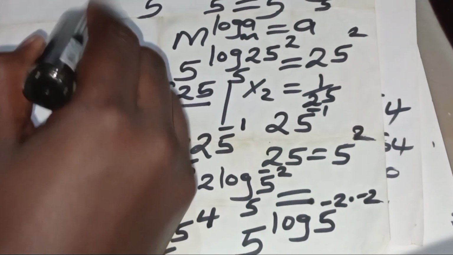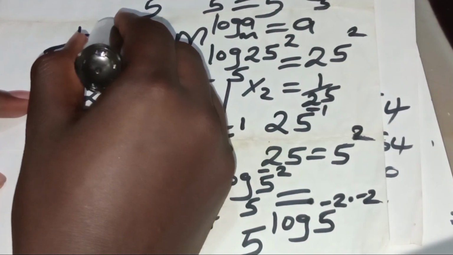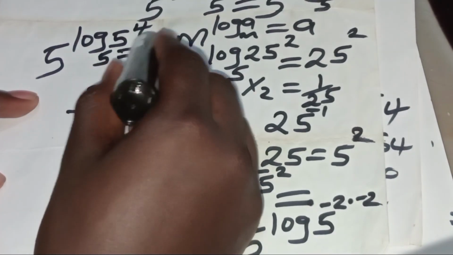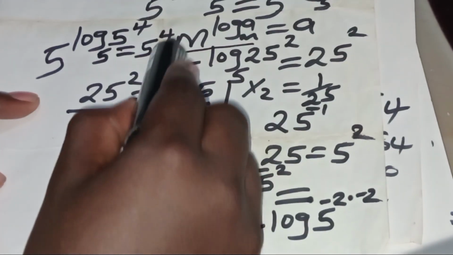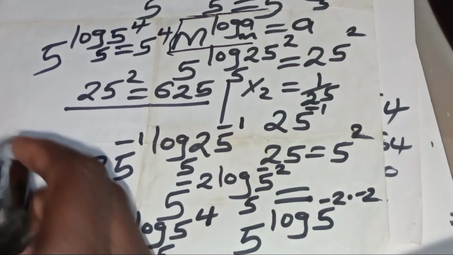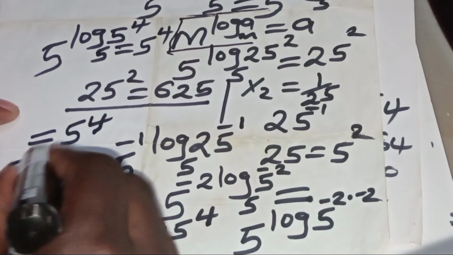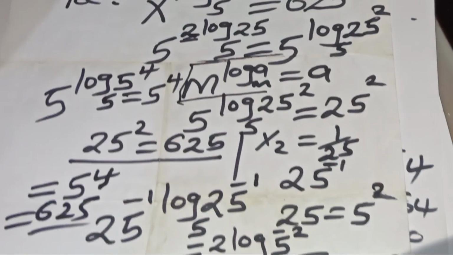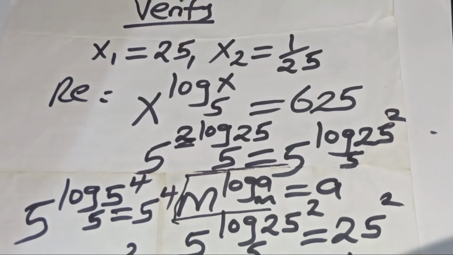Now, that means that 5 raised to the power log 5 to the power 4 under base 5 is essentially equal to 5 to the power 4, applying this logarithm property. And therefore the solution is 5 to the power 4, which is equal to 625. And that proves that x2, which is 1 over 25, actually satisfies the equation.